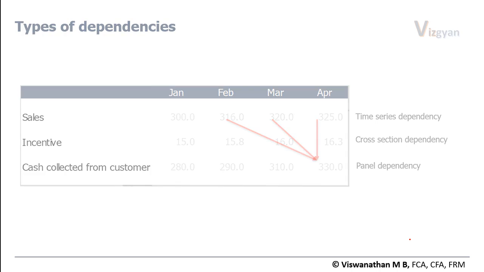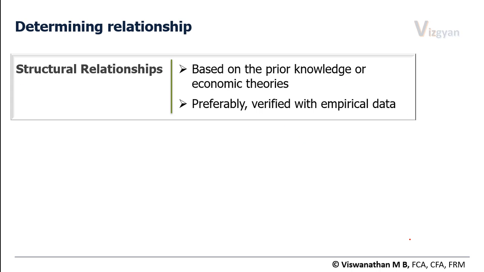There are two possibilities for it. One is what we call structural relations, where you already know how things work. If it's incentive, I know the incentive is a cross-section dependent variable and it depends on sales because that's how the contract is. Either based on past knowledge, or maybe you have an economic theory that justifies the relationship. When you arrive at a relationship based on past knowledge or economic theories, we call it a structural relationship. But even when you come up with a structural relationship, it is preferable that you verify the theory with actual past data, and see whether things have actually worked as per the theory or as per the contract.